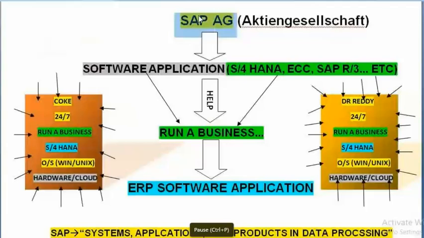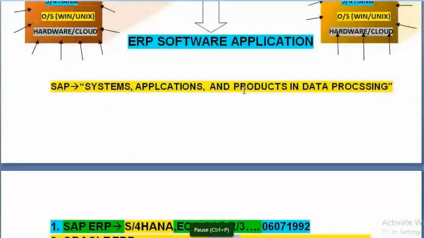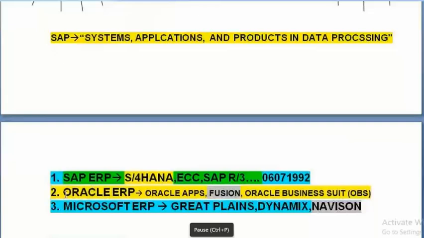Apart from that, the biggest competitor of SAP is Oracle ERP. SAP ERP names are S4HANA, ECC and R3. These are the software names. Similar to that, Oracle ERP names are Oracle Apps, Fusion, Oracle Business Suite, etc.